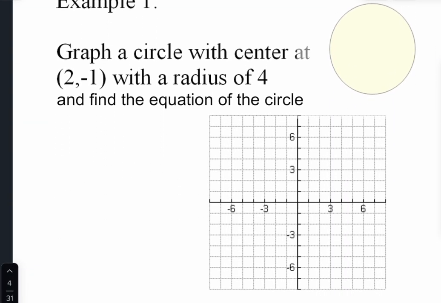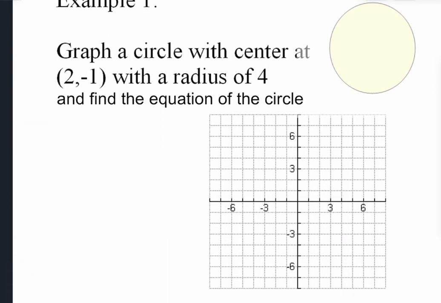Okay, so here's one. It says to graph a circle with center at 2, -1 with a radius of 4 and find the equation of the circle. So let's draw it first. We're going to go to the point 2, -1 and put a point at that spot. We're going to put a little C there. It's customary to mark that as such, so please do that.